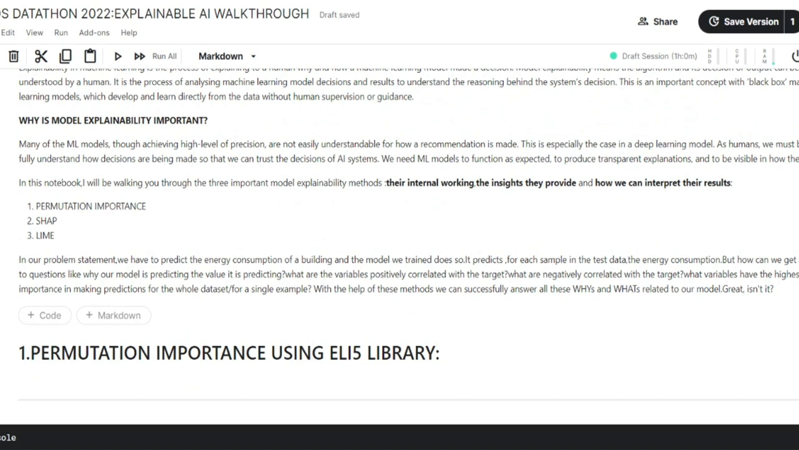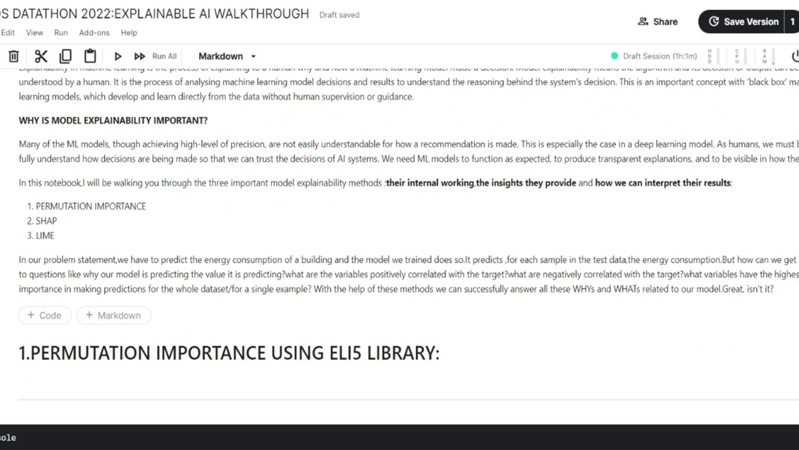In our problem statement, what we have to predict is the energy consumption of a building. That is the site EUI, that is the variable name. And the model we trained, the XGBoost model, does so. It will predict the energy consumption of any building given the features. So it predicts the energy consumption for each sample.